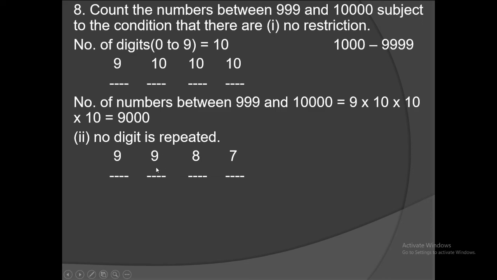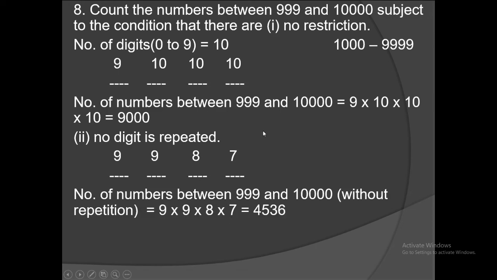So 9 here. Now 1 is placed here. Out of the 9, 1 is used, so it is 8. Out of the 8, 1 is used, so it is 7. So the number of ways you can make this arrangement without repetition is 9 into 9 into 8 into 7, which is 4536.